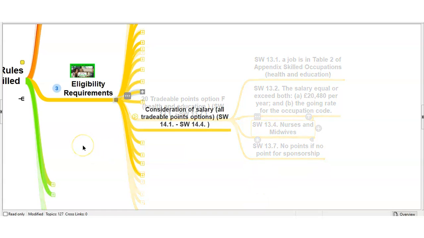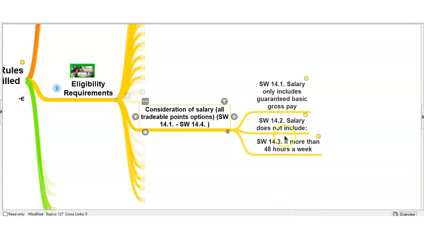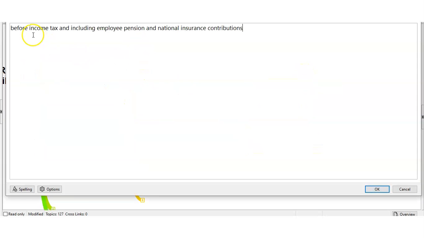Now let us jump to the next section of the Appendix Skilled Worker, and it is called consideration of salary, and this applies to all tradable points options. So if you're relying on any tradable points, you need to make sure that you comply with these requirements. They have very specific rules as to what this salary should and should not include. And they say here that the salary should only include guaranteed basic gross pay, which is before income tax and including employee pension and national insurance contributions.